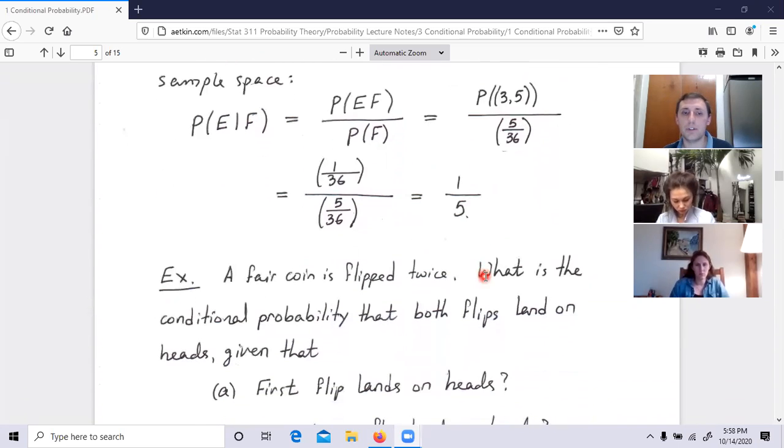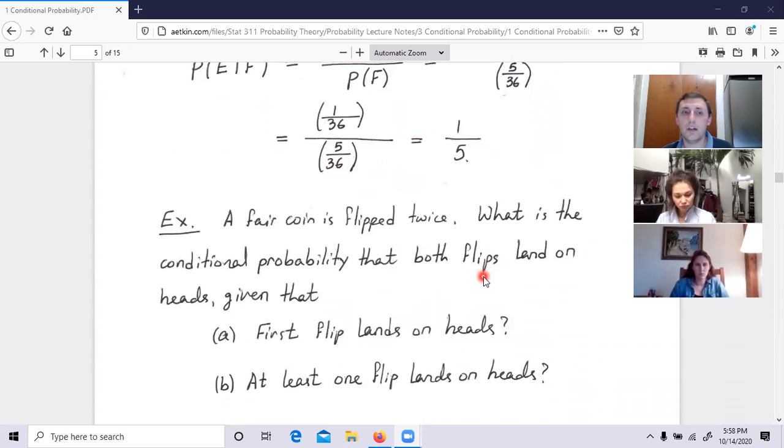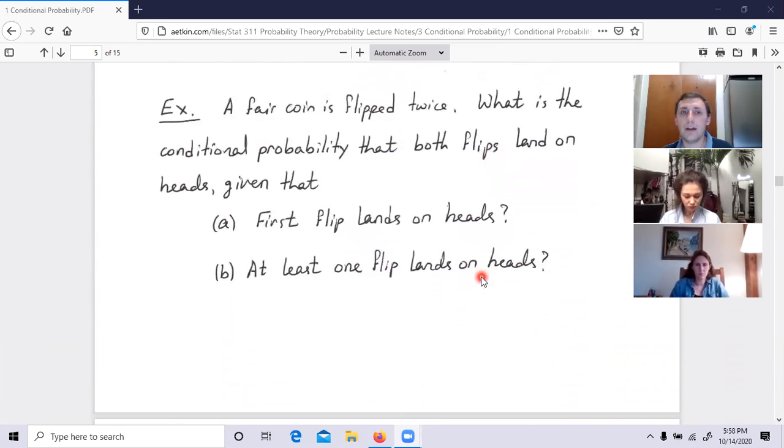Here is the next question. A fair coin is flipped twice. What is the conditional probability that both flips land on heads given, in part A, the first flip lands on heads, and in part B, at least one flip lands on heads? You understand what the question is? So let's solve A and then B.